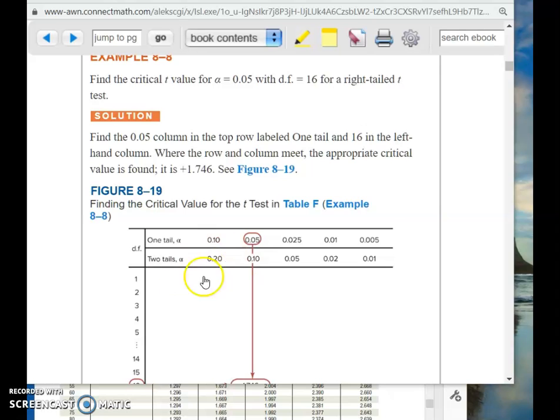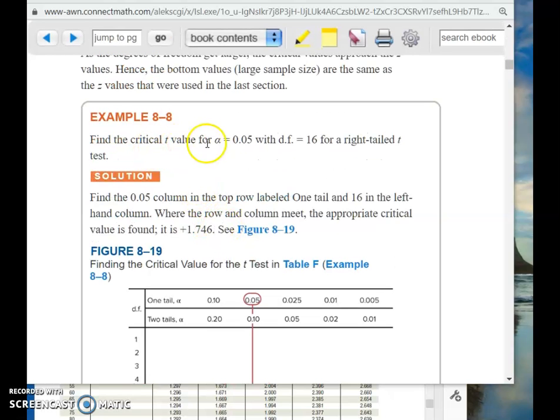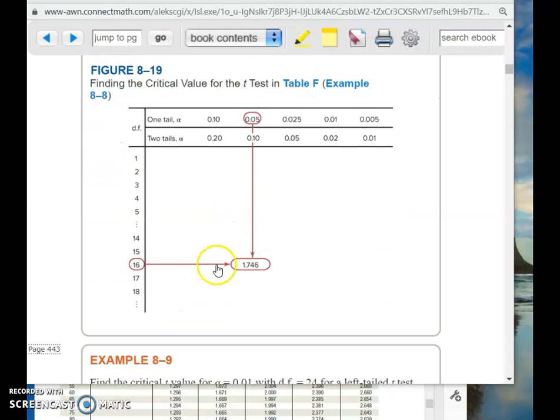I'll do my best. So we want alpha equal to 0.05, and it's a right-tailed test. Up here you have one-tailed tests and two-tailed tests. We'll talk about a two-tailed test in just a second, but a one-tailed test, here it is. Alpha is 0.05, degree of freedom is 16. So this gives you the column, this gives you the row, and it's 1.746.